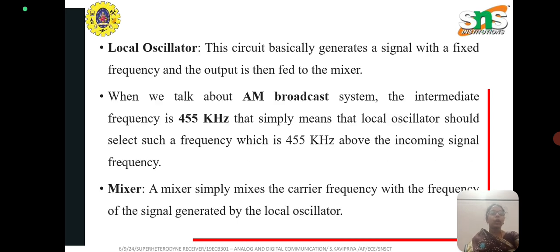Next is the local oscillator. This circuit generates a signal with a fixed frequency, and the output is then fed to the mixer. In the AM broadcast system, the intermediate frequency is 455 kHz. So the local oscillator should be such that a frequency 455 kHz above the incoming signal frequency is generated.